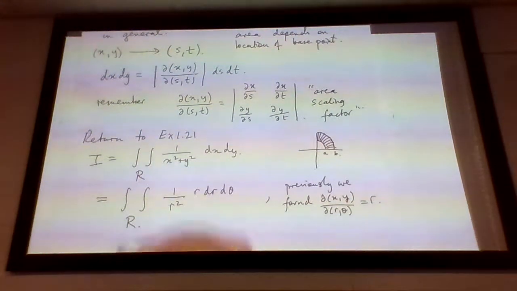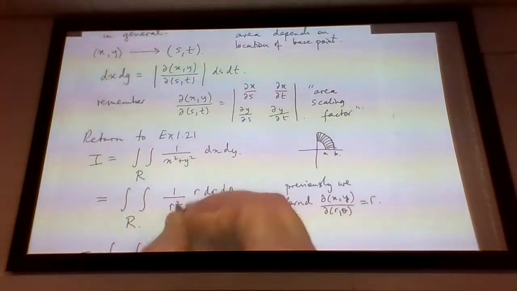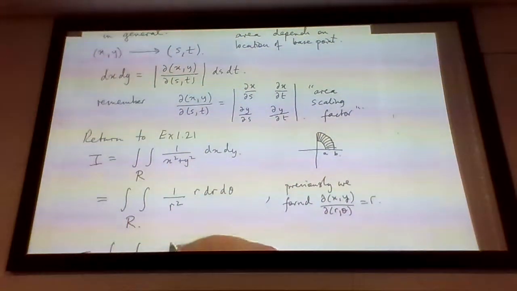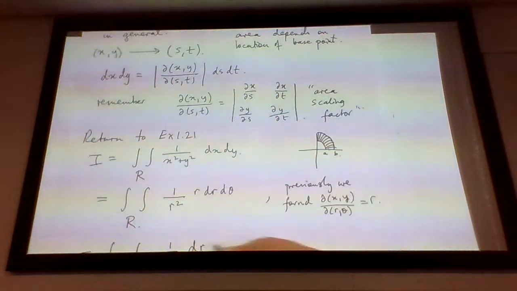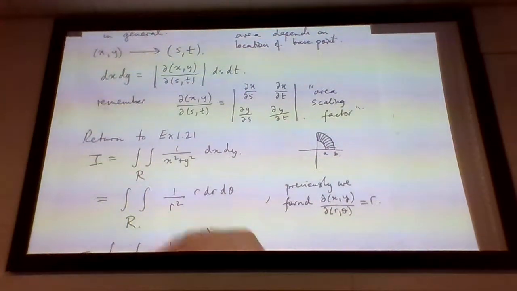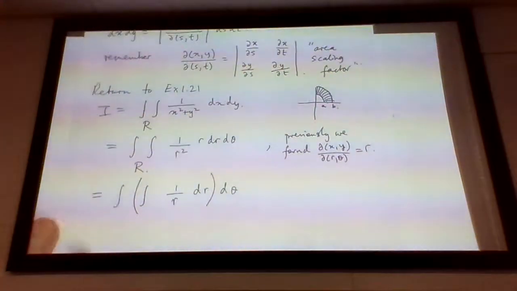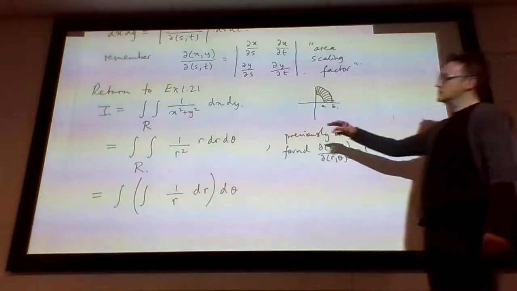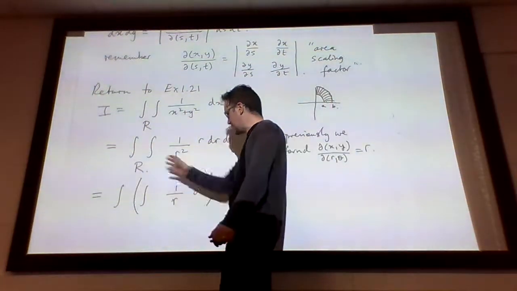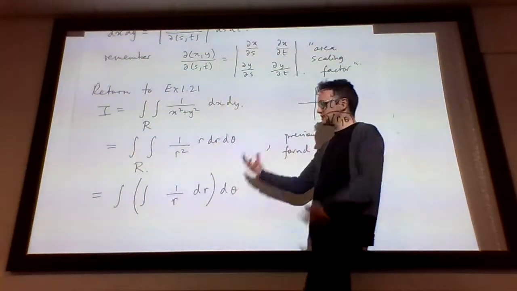So this looks a bit easier because our 1 over r squared is going to cancel with r, so we'll just be integrating 1 over r dr d theta. And now if we change from this double integral representation into a repeated integral, or a pair of nested integrals, one integral inside the other one.